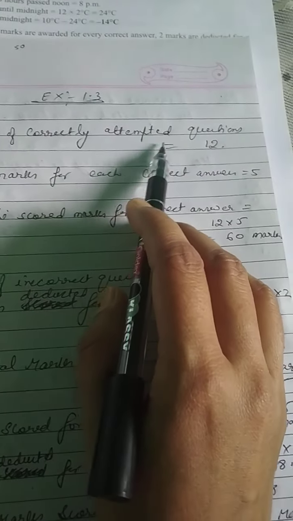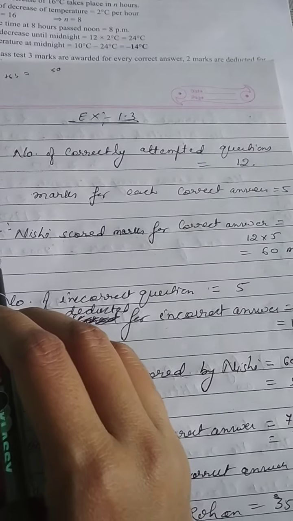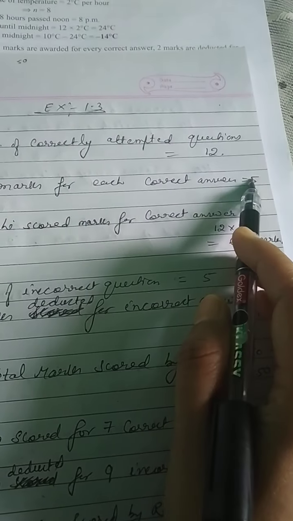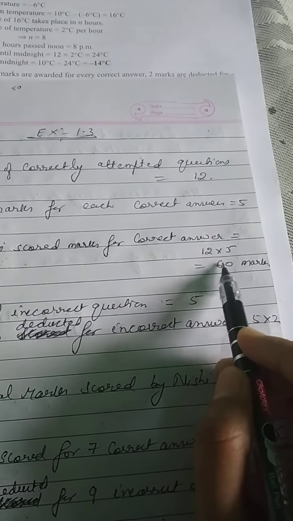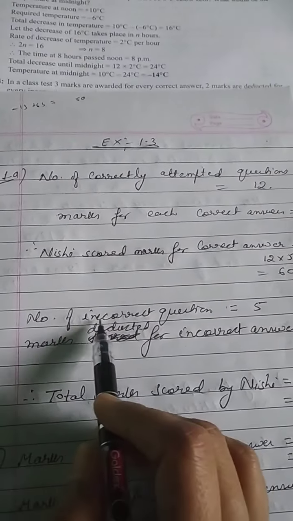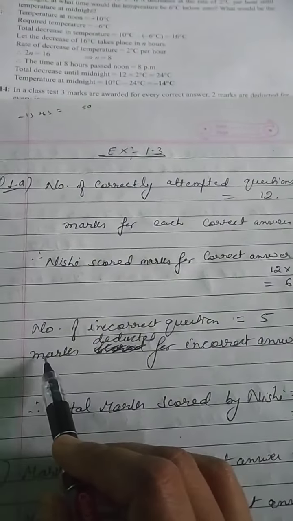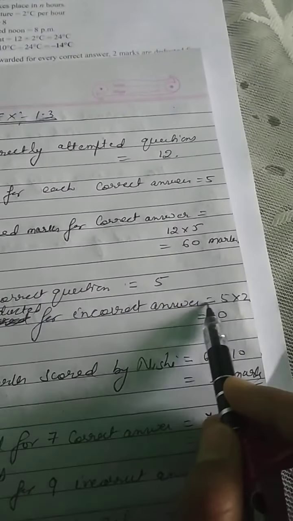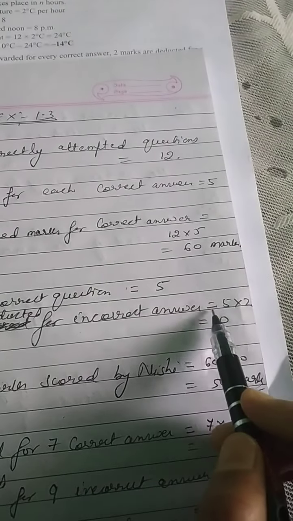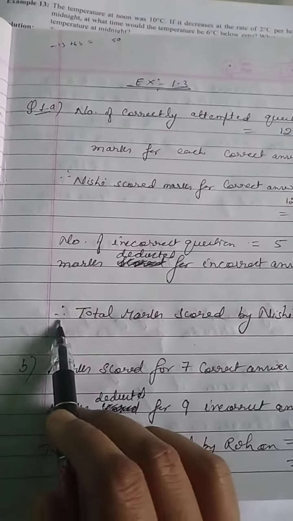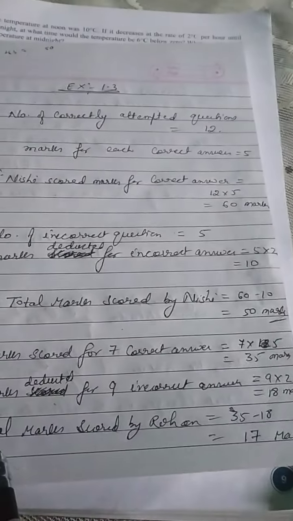Number of correctly attempted questions is equal to what? 12. 12 questions she has attempted correctly. Marks for each correct question is what? 5. So Nishi scored for correct answers 12 into 5, that is equal to 60 marks. And number of incorrect questions is what? How many incorrect questions has she attempted? 5. So marks deducted for incorrect answers is equal to 5 into 2. Why 2? Because 2 marks for each question. Okay, 5 twos are 10. Total marks scored by Nishi is equal to 60 minus 10, that is equal to 50 marks.